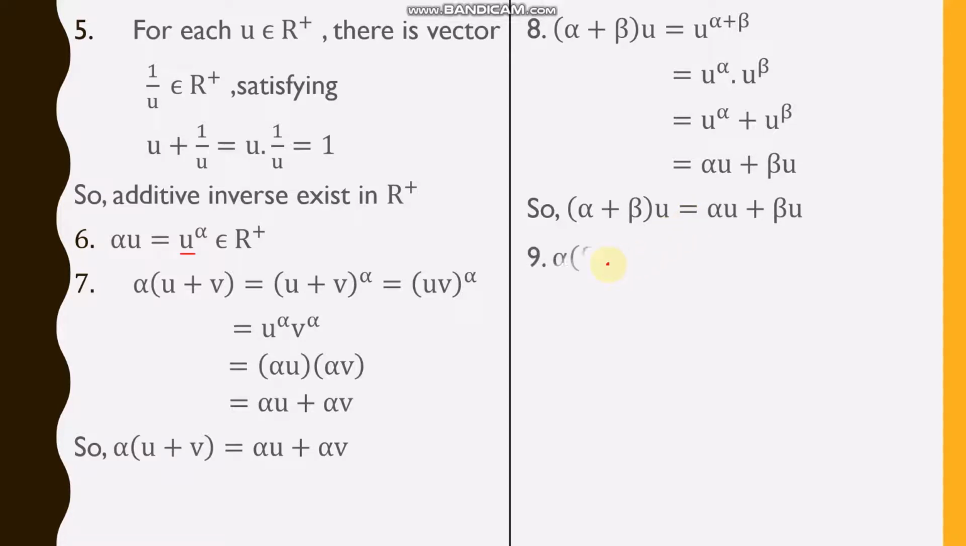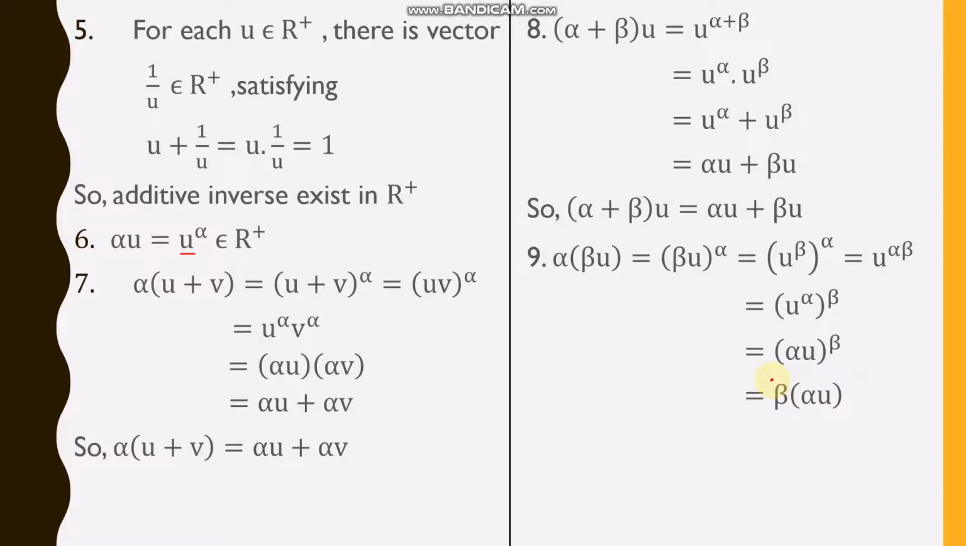Then 9th property, alpha beta u, it becomes beta u to the power alpha. Now this can be written as u to the power beta to the power alpha. So this can be written as u to the power alpha beta. Now I'll take the power alpha inside and I'll keep the power beta outside. So u to the power alpha beta can be written as alpha u to the power beta, which can be written as beta alpha u, and this proves the 9th property.